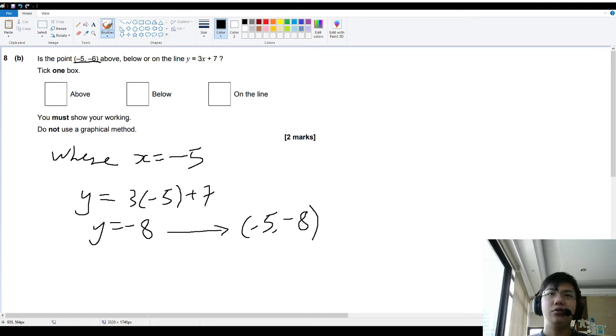The y value of (-5, -8) is lower than the value of (-5, -6), which means that (-5, -6) must be above this point, therefore being above the line.